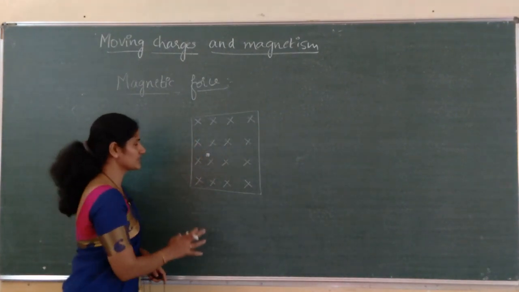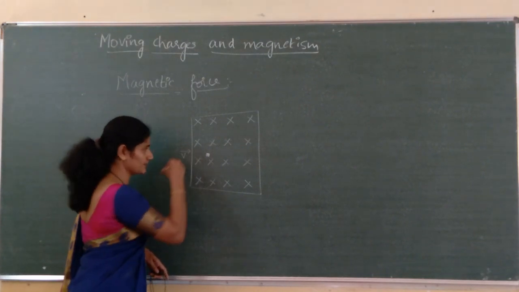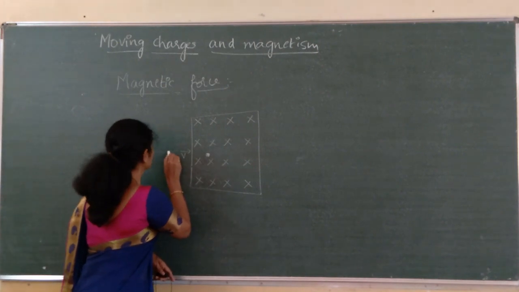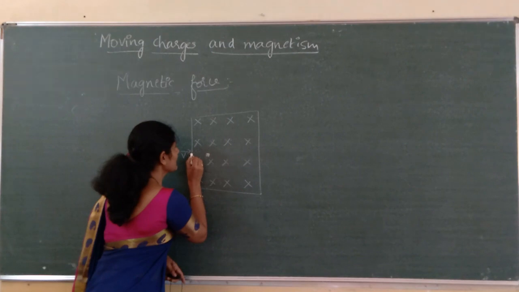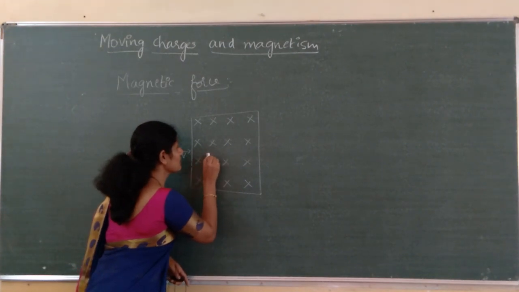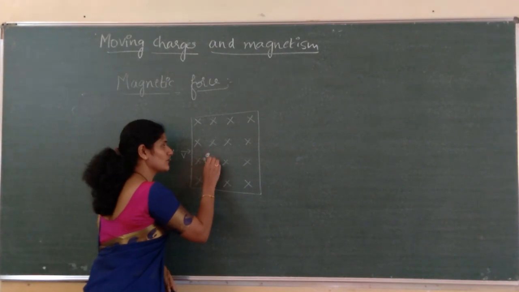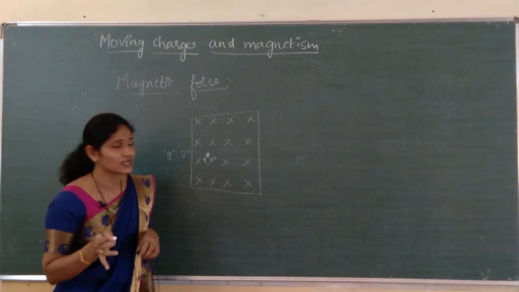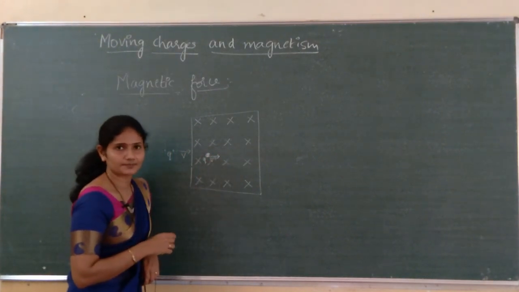So, imagine that there is one charge which is moving with the velocity v. Let v be the velocity of the charge. Q is a charge which is moving with the velocity v, and suddenly it enters the magnetic field. So, this is the charge Q moving with the velocity v. Velocity is a vector quantity, so it should have one direction. So, this is the direction of the velocity v vector.